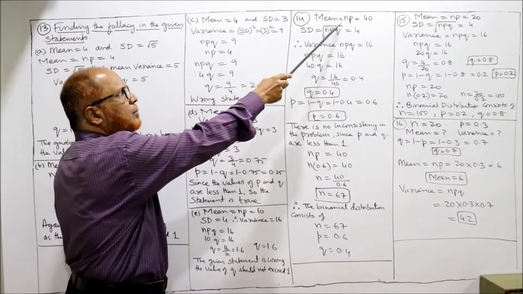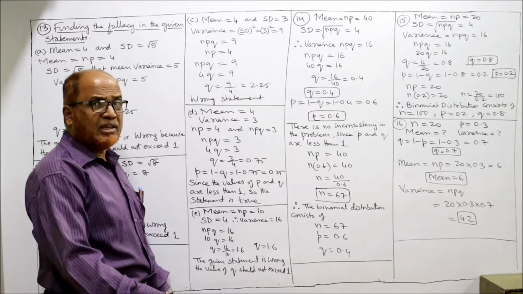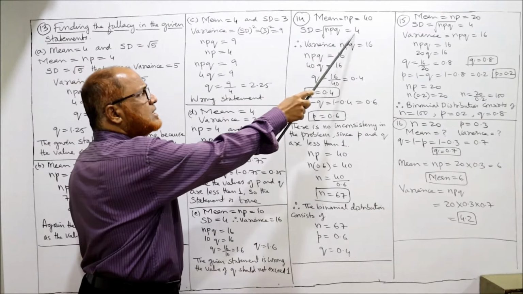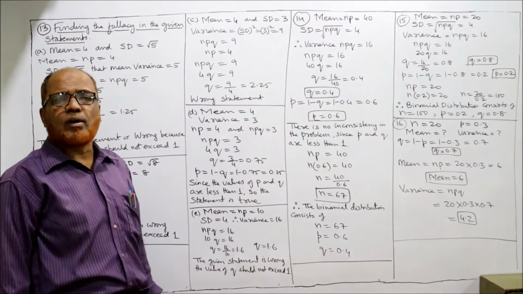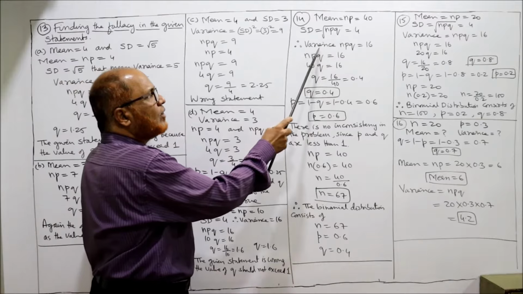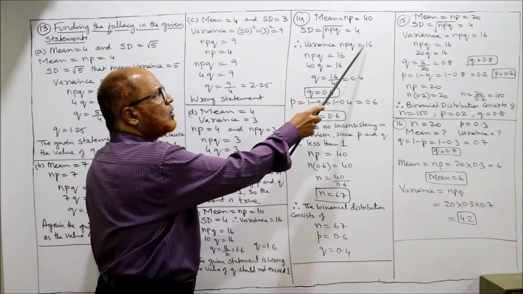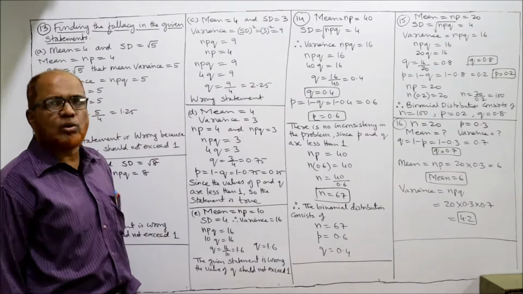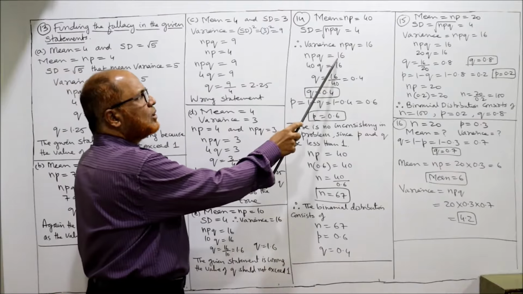Mean is equal to NP is equal to 40. Given in the problem, standard deviation NPQ root is equal to 4. The formula for standard deviation is NPQ root, that is given as 4. Therefore, variance is equal to NPQ is equal to 16. Square कर दो 4 को 16. So variance is equal to 16. NPQ is equal to 16.